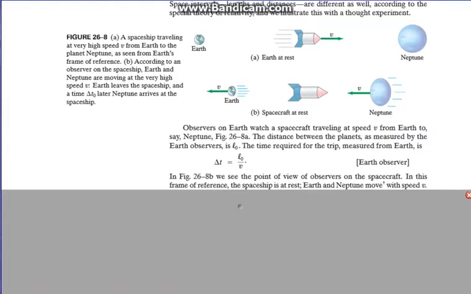If we keep going, now we see the point of view of observers on the spacecraft. In this frame of reference, the spaceship is at rest, and Earth and Neptune move with speed v. Earth seeing the spaceship move this way is the same as the spaceship seeing Earth and Neptune move in the opposite direction. The time between departure from Earth and arrival at Neptune is observed from the spacecraft as the proper time, just like with time dilation, because we see the Earth leaving the tail end of the spaceship and Neptune hitting the tail end.